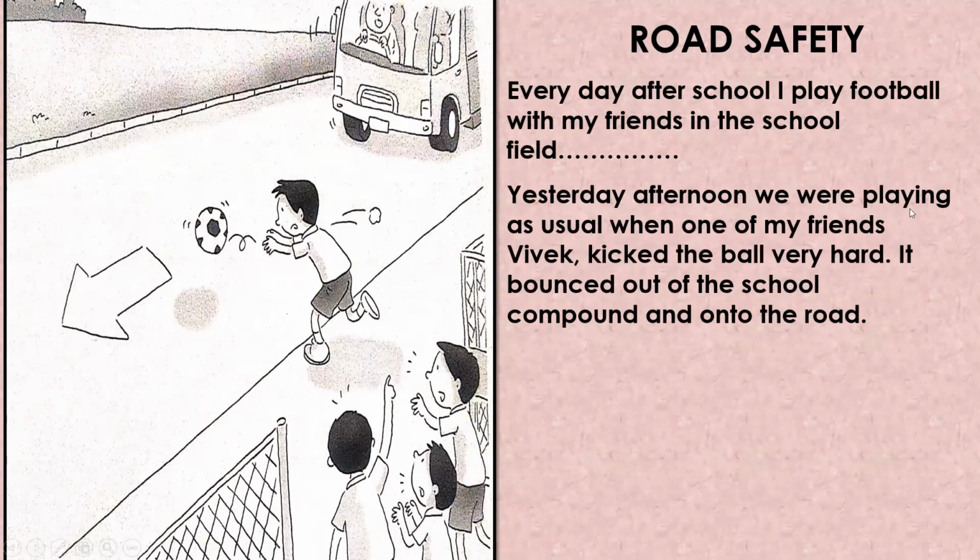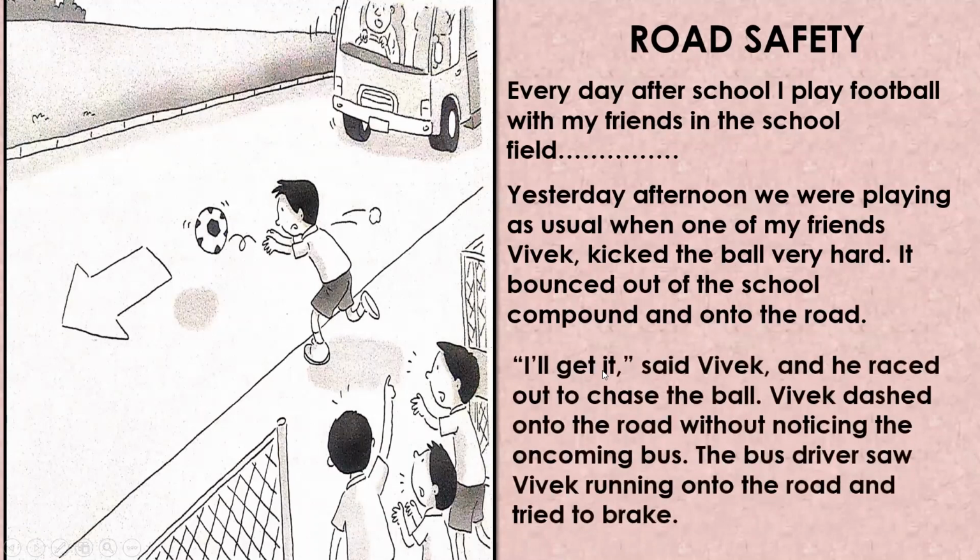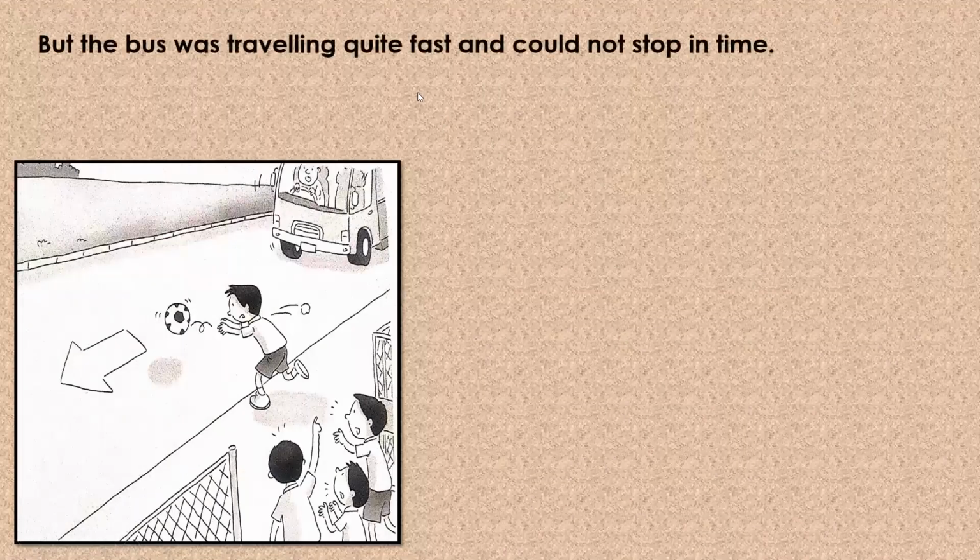Yesterday afternoon, we were playing as usual when one of my friends, Vivek, kicked the ball very hard. It bounced out of the school compound and onto the road. "I'll get it," said Vivek, and he raced out to chase the ball. Vivek dashed onto the road without noticing the oncoming bus. The bus driver saw Vivek running into the road and tried to brake. But the bus was traveling quite fast and could not stop in time.